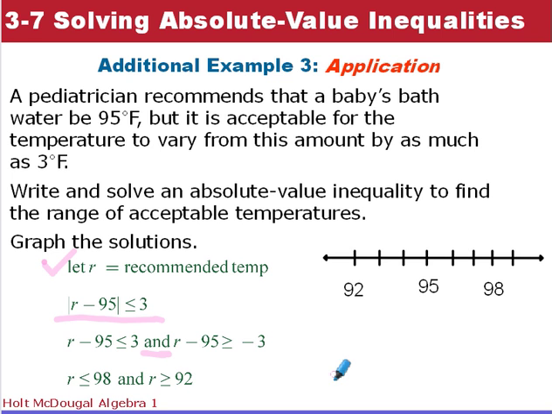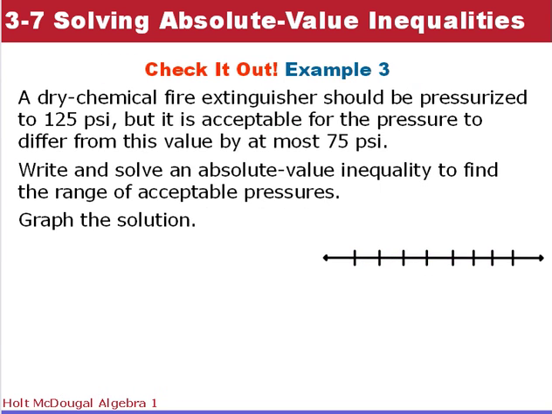Adding 95 to both sides, we get R is less than or equal to 98, and R is greater than or equal to 92. Graphing this, our endpoint at 98 is part of our solution, so it's a closed dot. And our endpoint at 92 is also part of our solution, so it's a closed dot. And we shade everything in between. Now it's your turn to run through this check-it-out example.